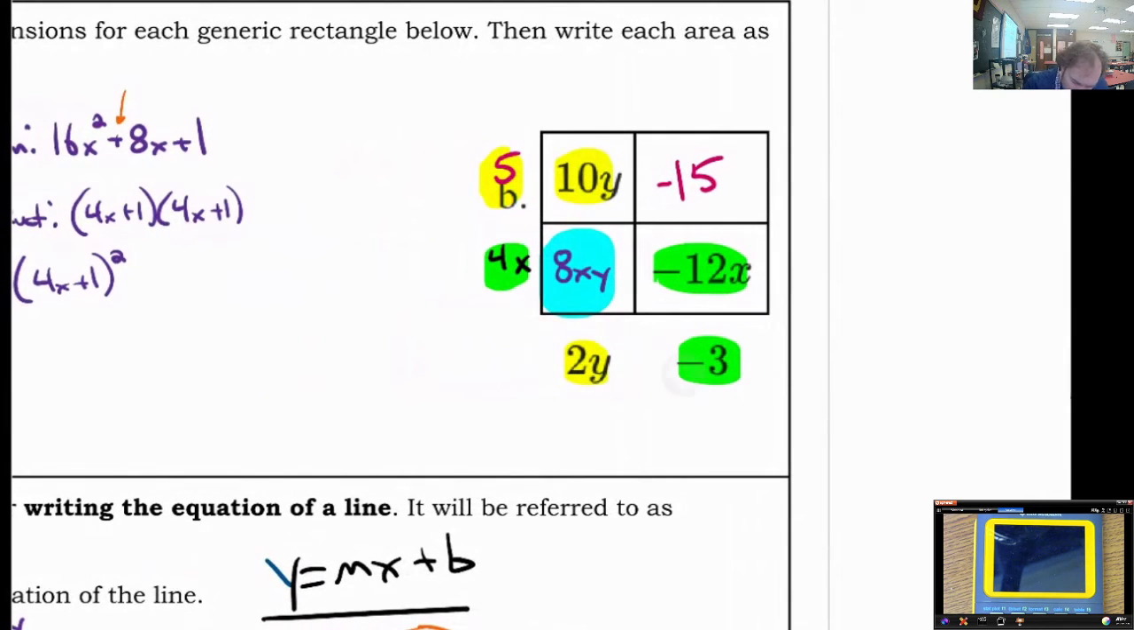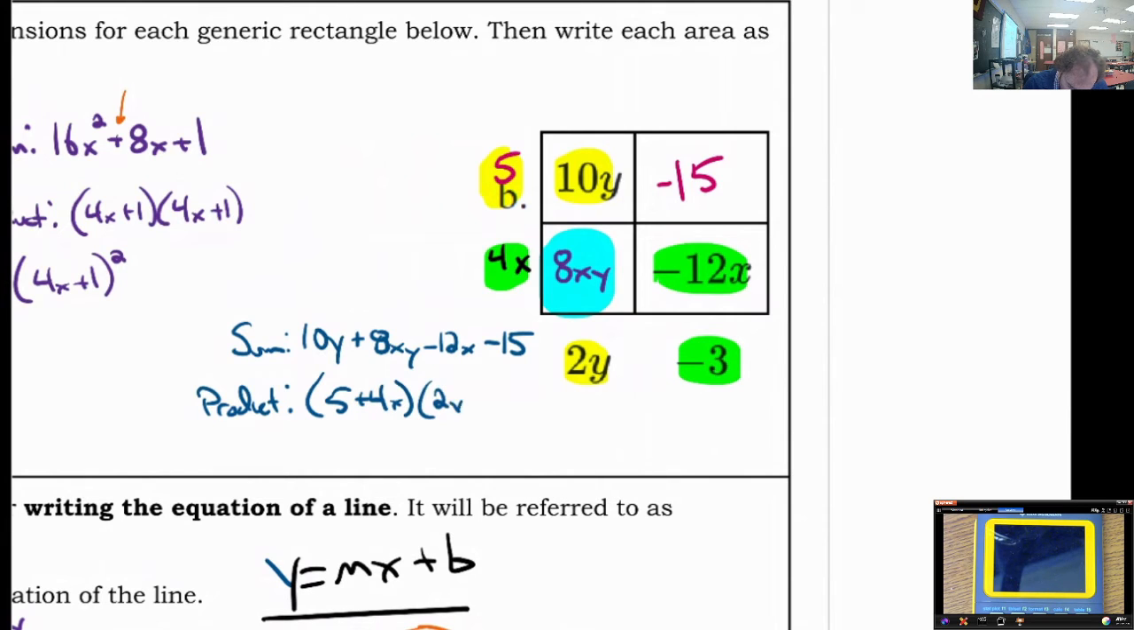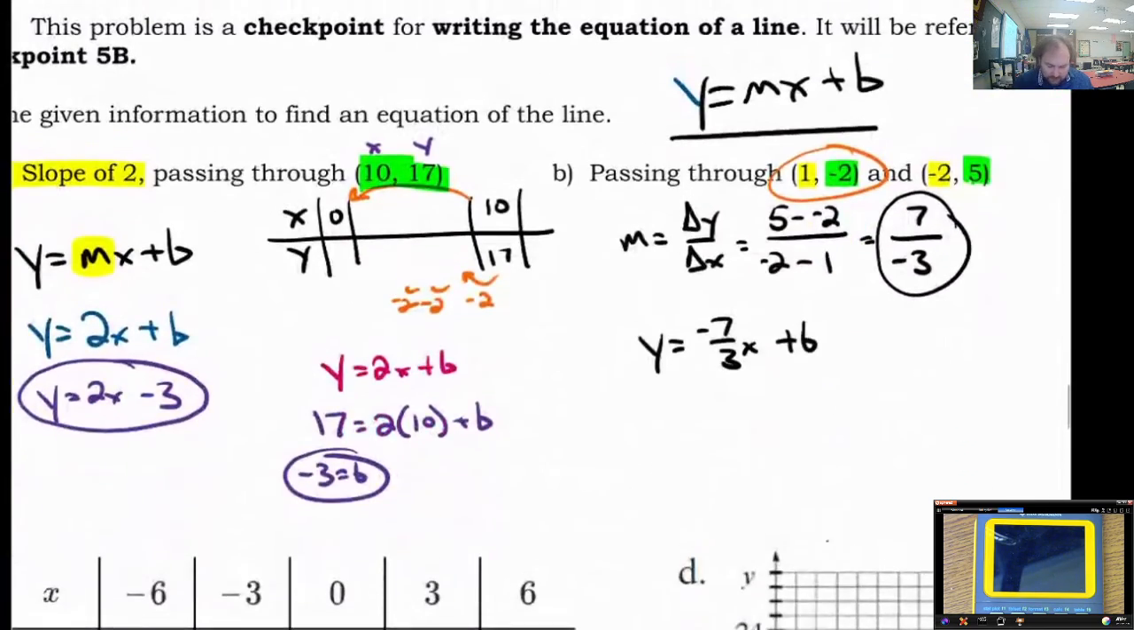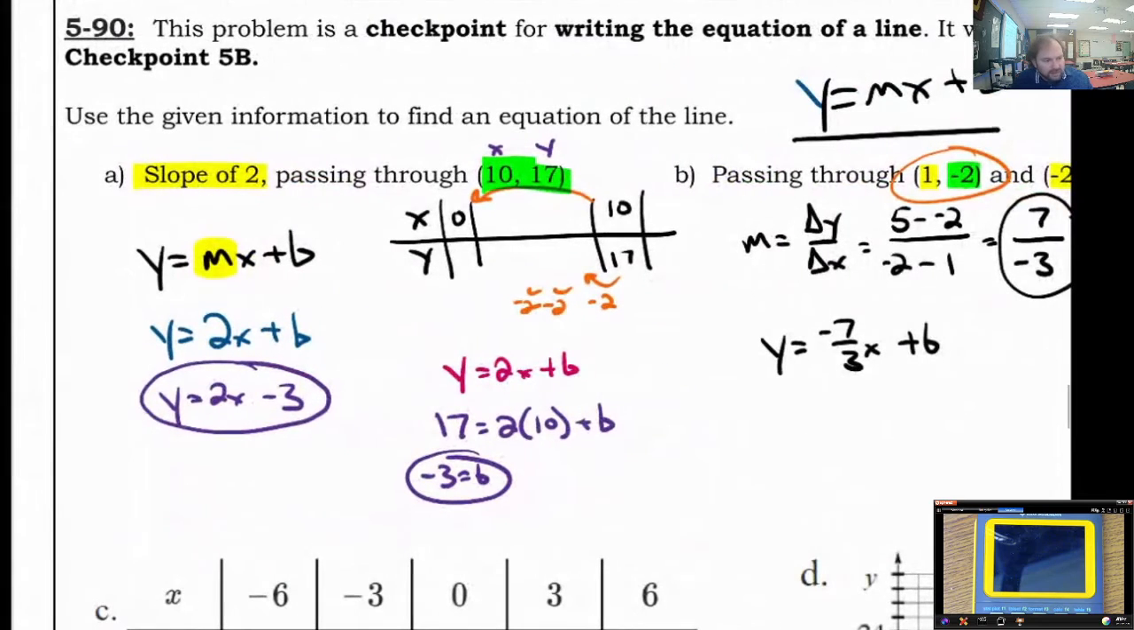So, again, as far as the sum goes, it's going to be 10y plus 8xy minus 12x minus 15. You just add up all the things in the box. And then the product is 5 plus 4x times 2y minus 3. There you go. And we started this problem in class today, so I suspect that's what will be the case. So A, I'm just going to leave right there for you.